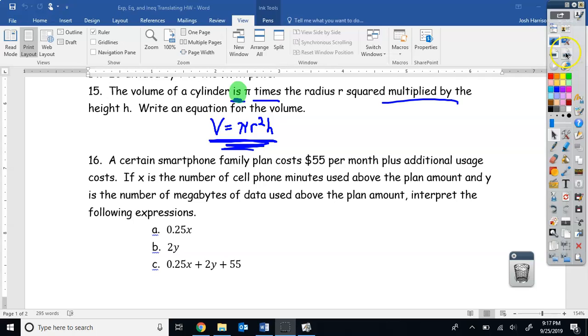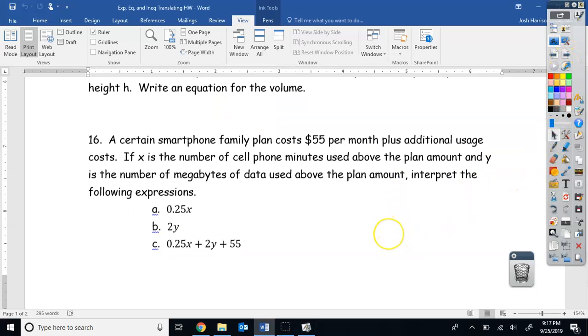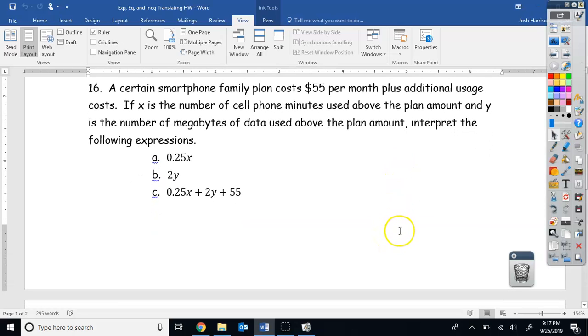All right, so let's take a look at the next one. The next one says a certain smartphone family plan costs $55 per month plus additional usage cost. If X is the number of cell phone minutes used above the plan amount, and Y is the number of megabytes of data used above the plan amount, interpret the following expressions. So we'll start with the first one. This is not multiple choice. So what is 0.25 times X?